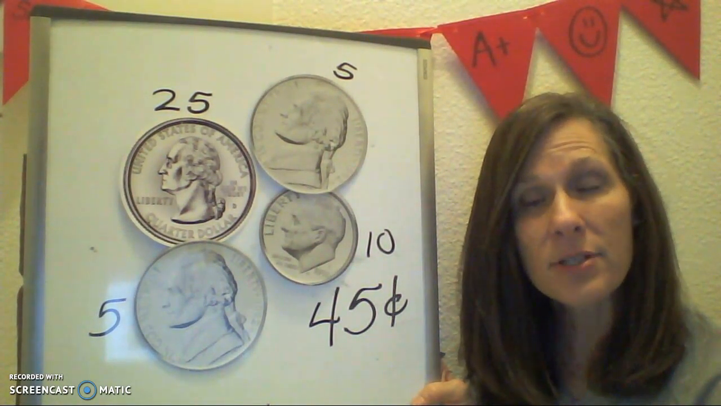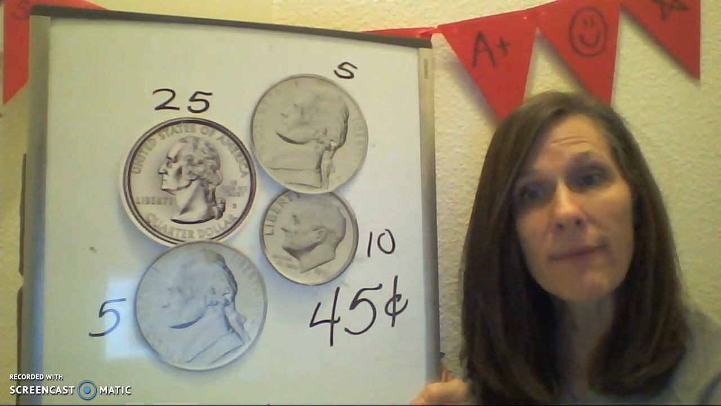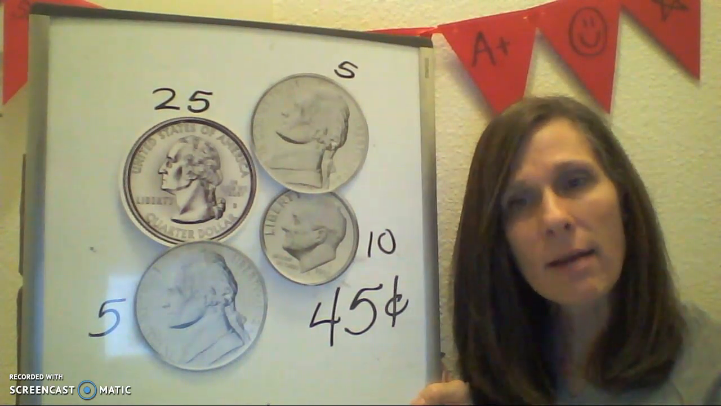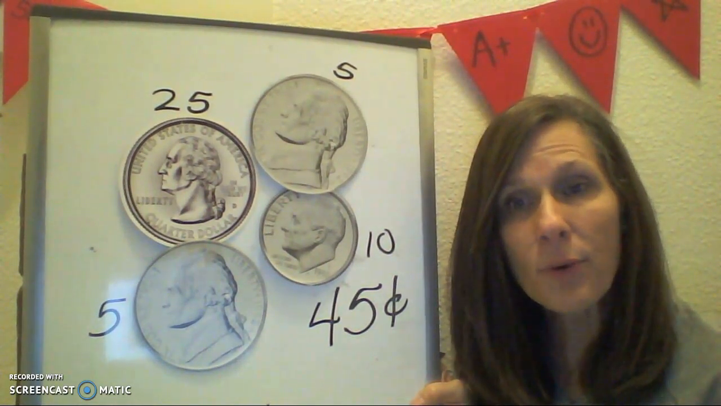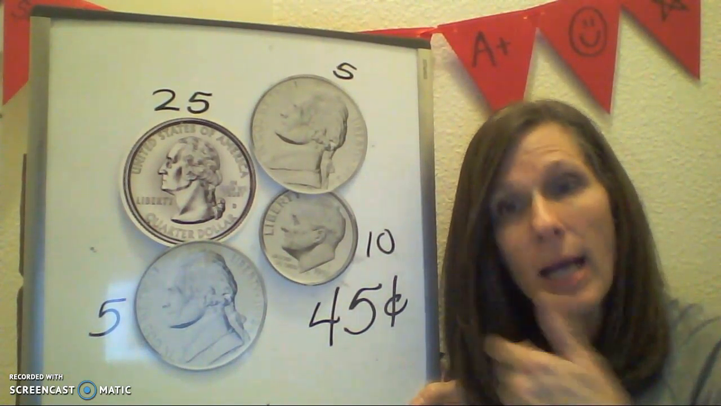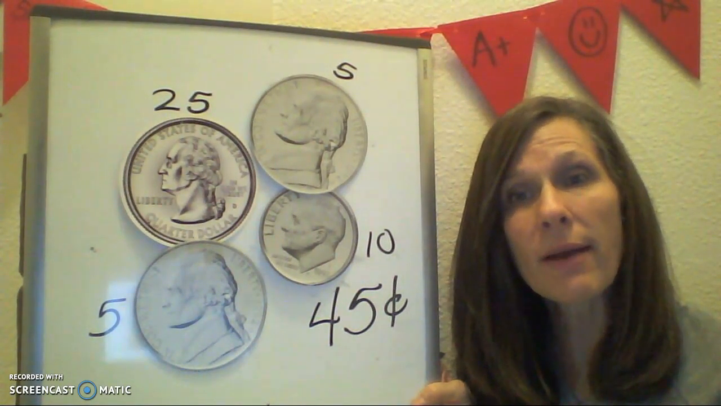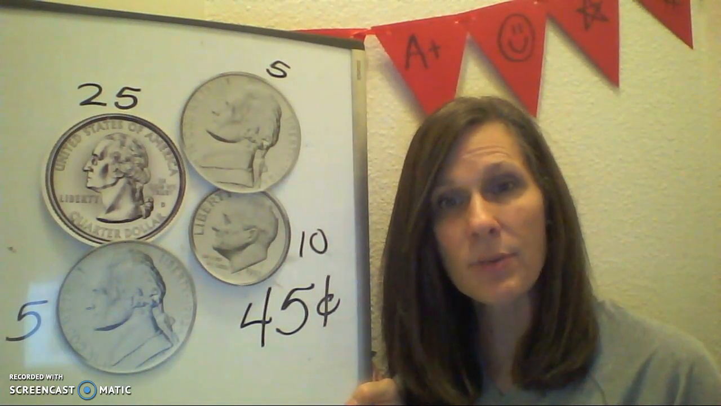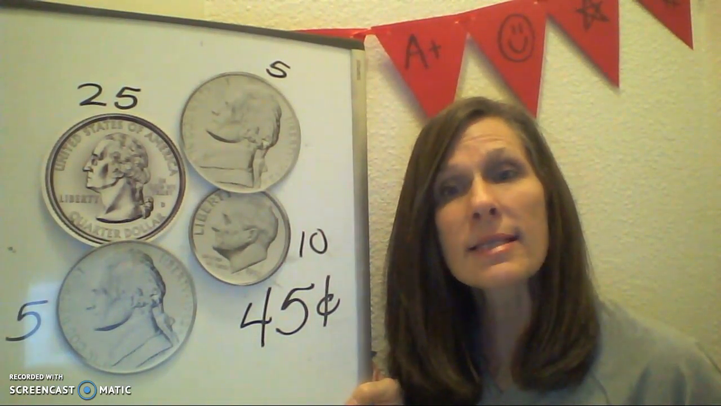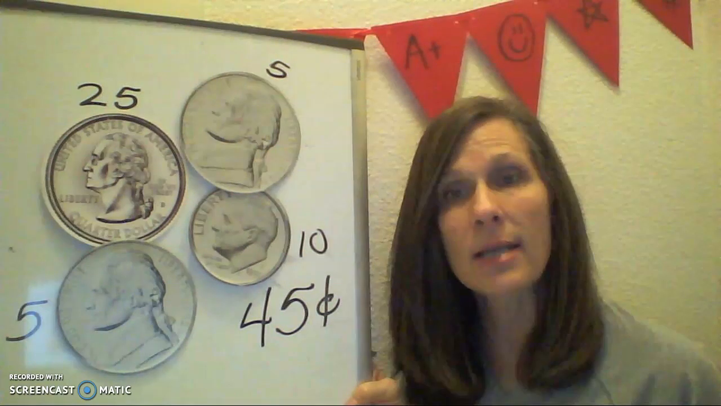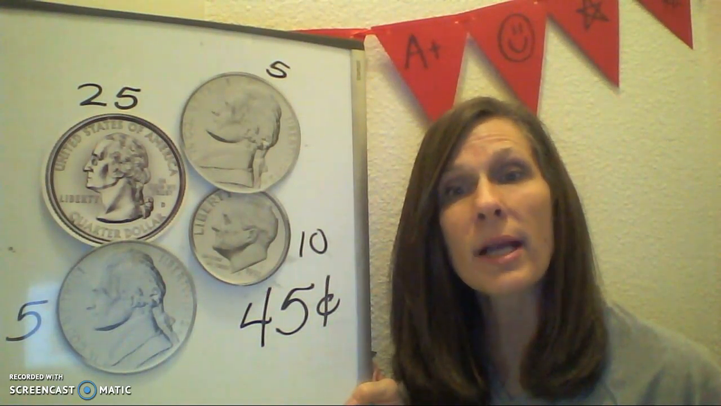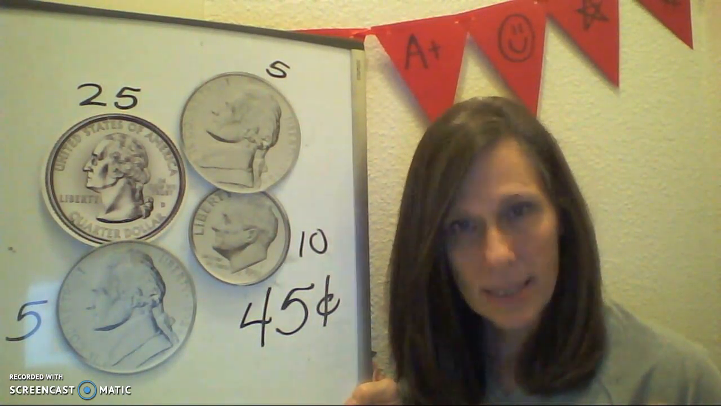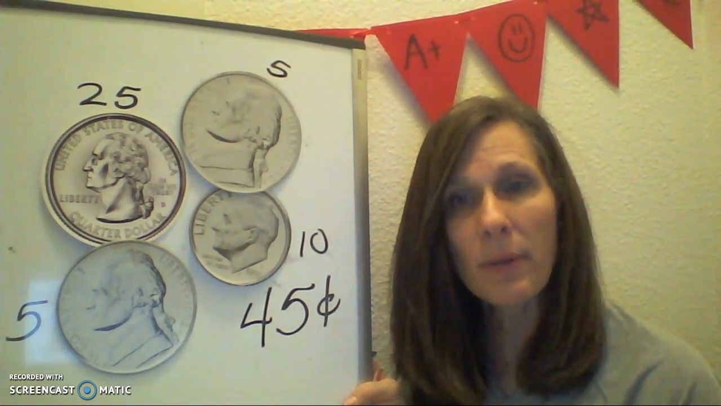Look for patterns. Are you counting by 25s? 25, 50, 75, 100? Are you counting by 10s? 10, 20, 30, 40, 50? Are you counting by 5s? 5, 10, 15, 20, 25, 30? Right? You might remember some of the little songs that we sang in class. Remember? A penny equals 1 cent, a nickel equals 5, a dime equals 10 cents, a quarter 25. If you can't remember the amounts or the values, sing that little song and that'll help you remember.